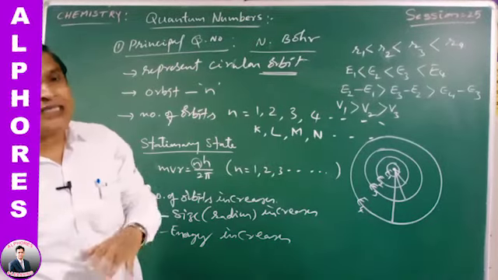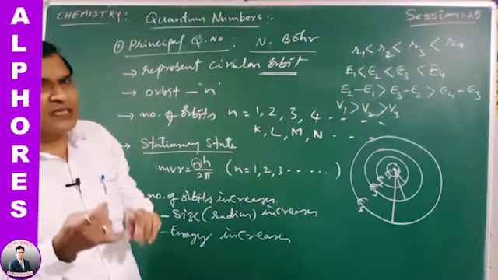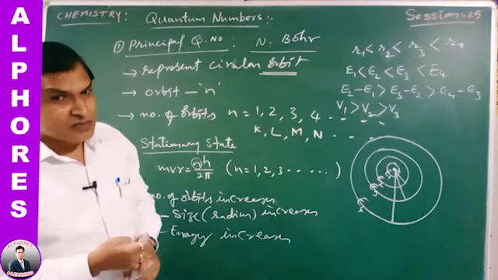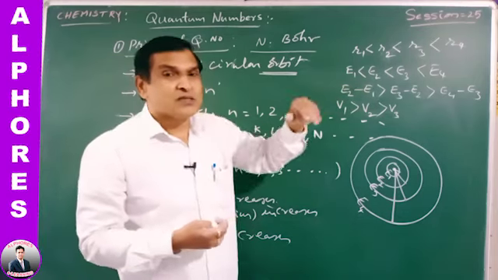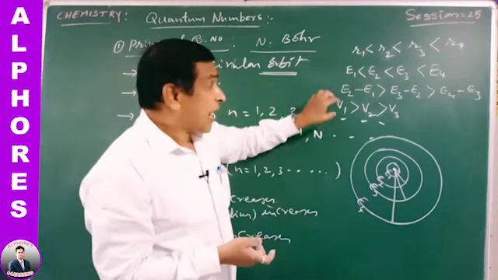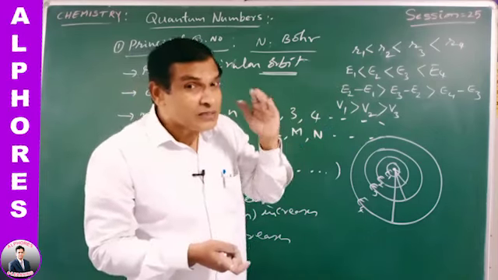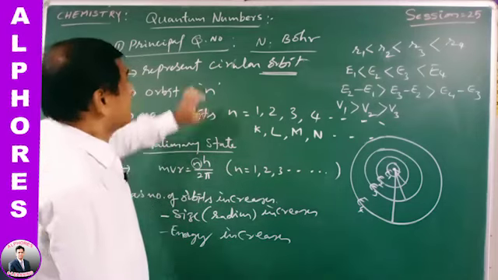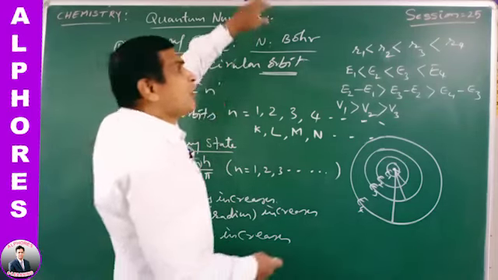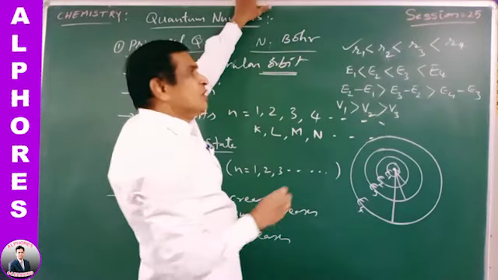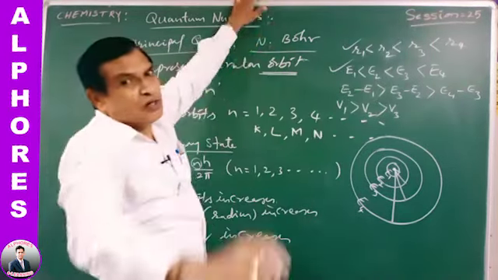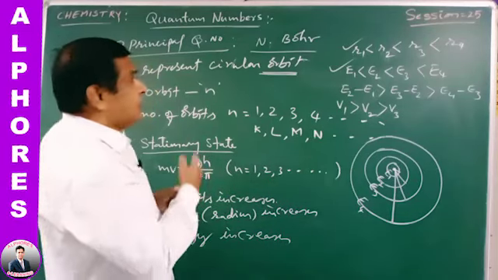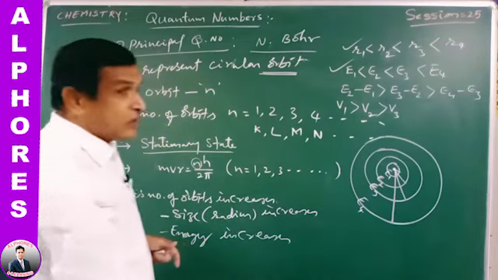Okay, that means as the number of orbits increases, size increases, that means radius increases, and energy also increases, but energy difference between successive orbits decreases, and the velocity of the electron also decreases. Okay, so this is completely up to this. Next, Niels Bohr proposed equations to calculate radius and energy of the electron in the orbit.